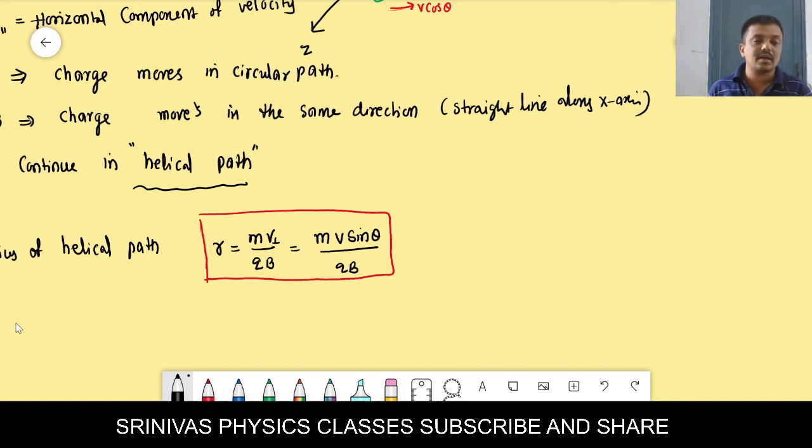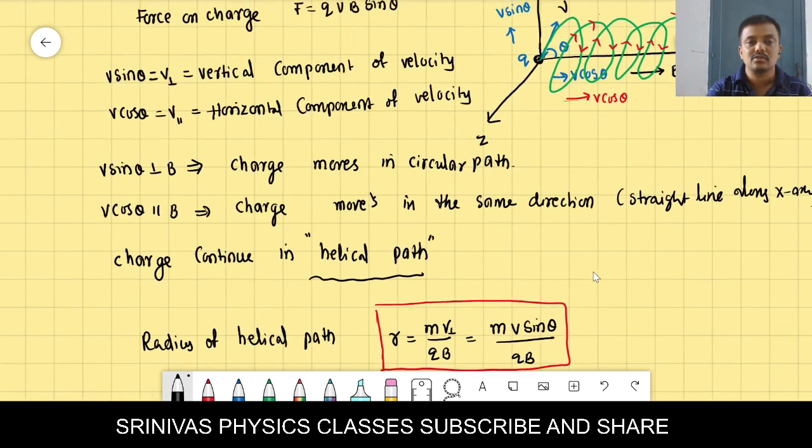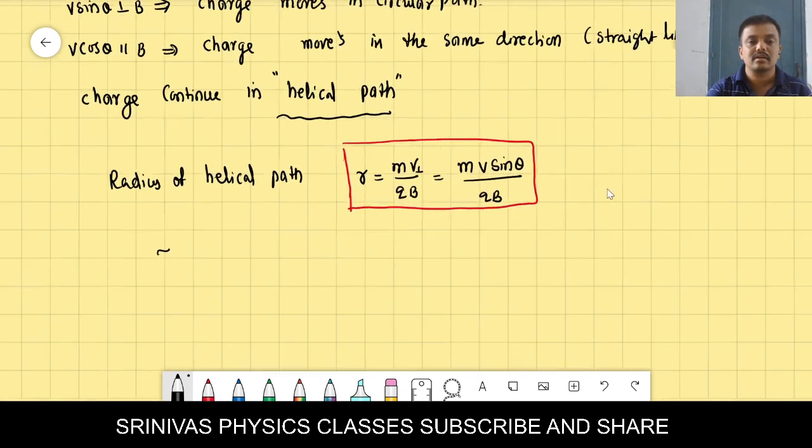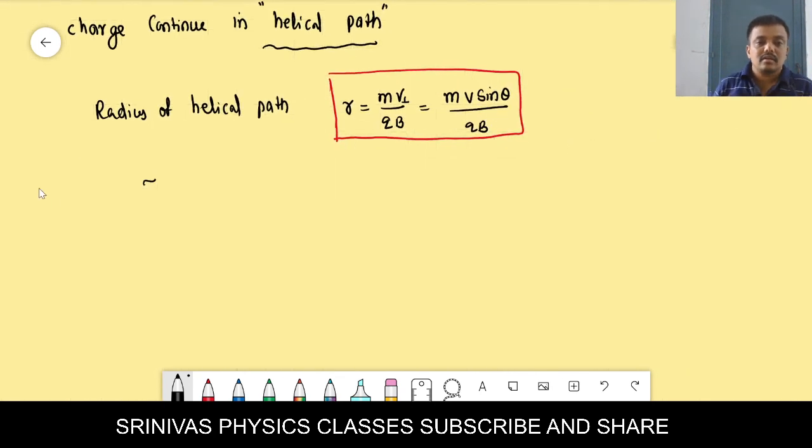I want the time period of the circular path. What is the time period? Right, let's go for the time period. What is the time period? For one rotation, how much time will it take?